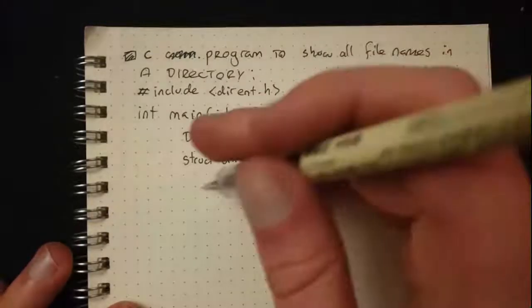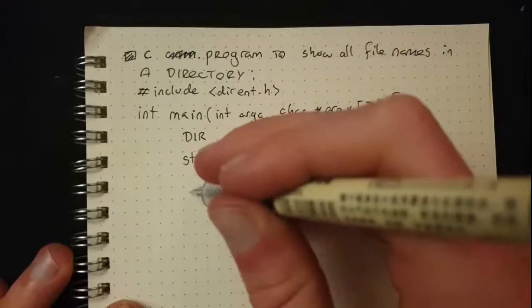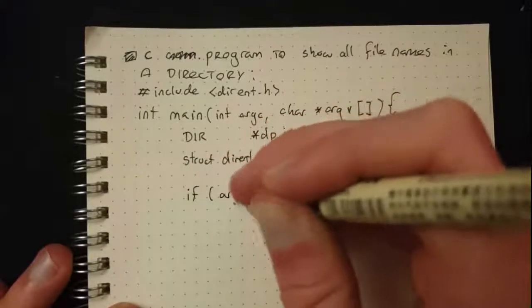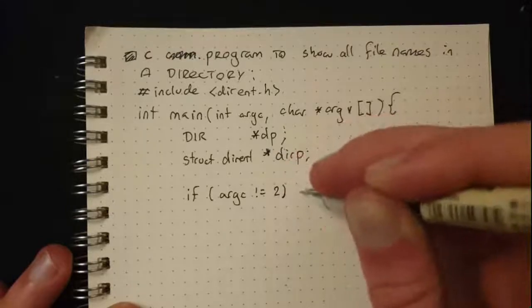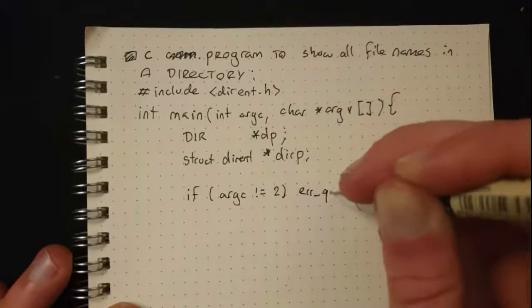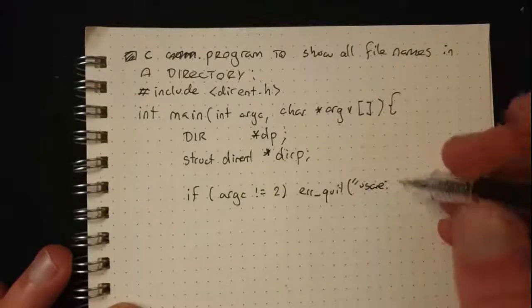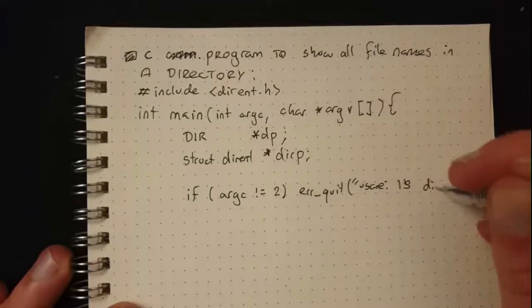Now we'll just add some quick error checking. If argc not equals 2, error quit, usage: ls dir name.